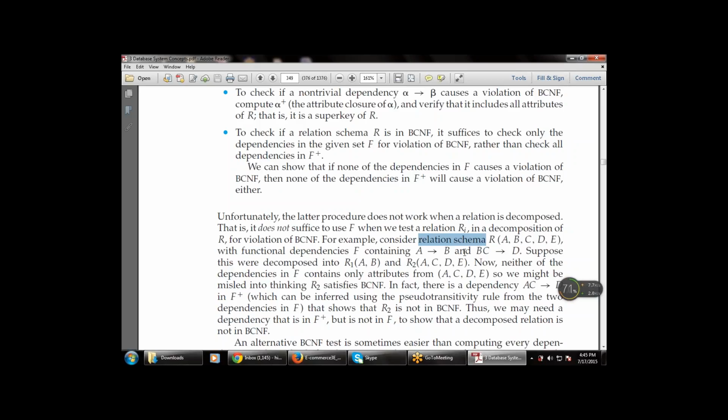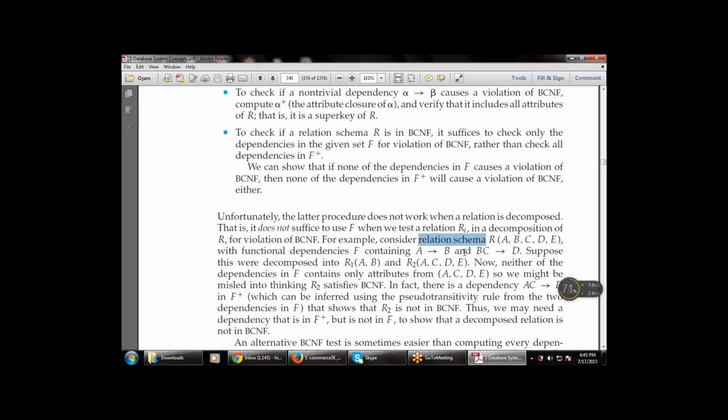For example, consider the relation schema R, which has multiple attributes A, B, C, D, E, with the functional dependencies F containing A determines B and BC determines D. Suppose this were decomposed into R1 and R2, that is AB and ACDE. Now, neither of the dependencies in F contains only attributes from ACDE. So we might be misled into thinking R2 satisfies BCNF.